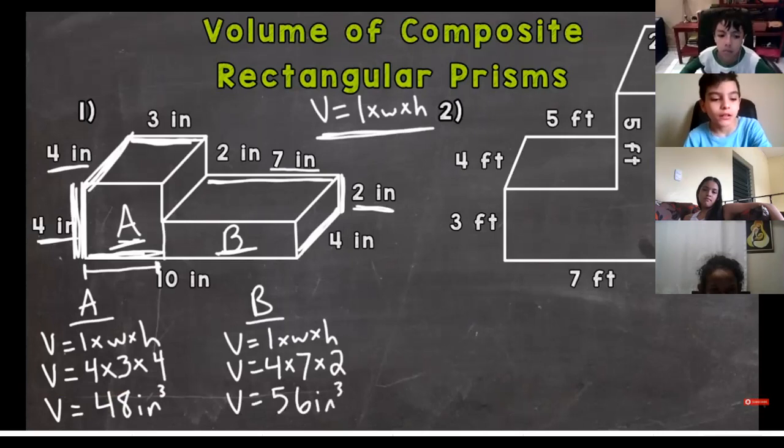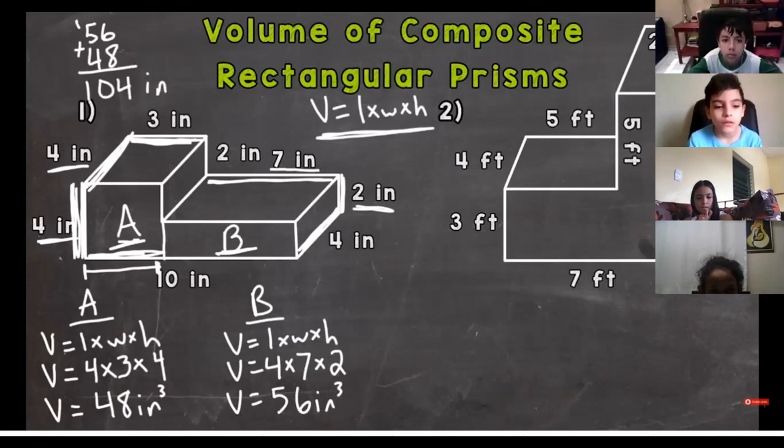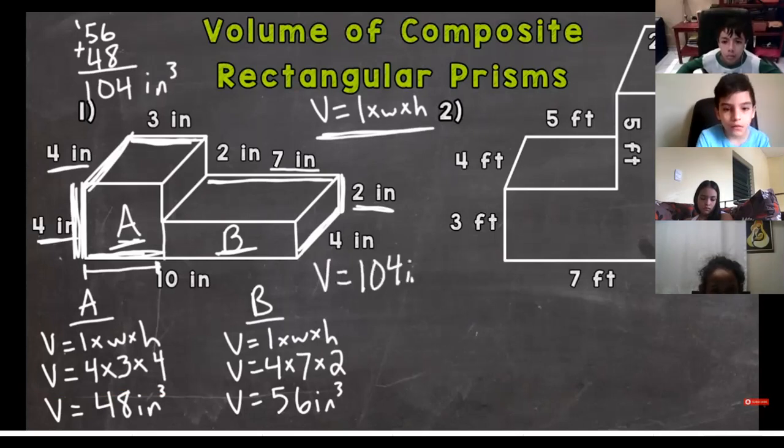Now to wrap up the problem, I'm going to go to the top left of the screen where I have some room. We need to do B, which is 56, plus A, 48, to get the total volume. And we get 104 cubic inches. So our answer for number 1 is 104 cubic inches.